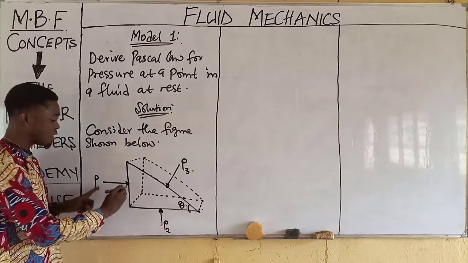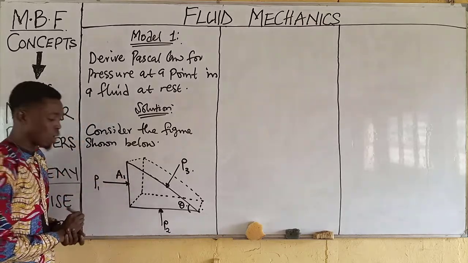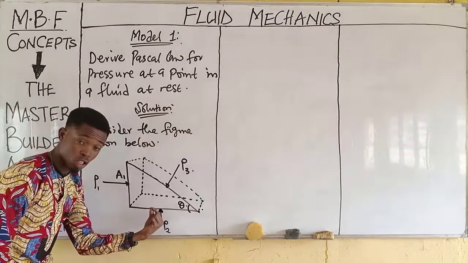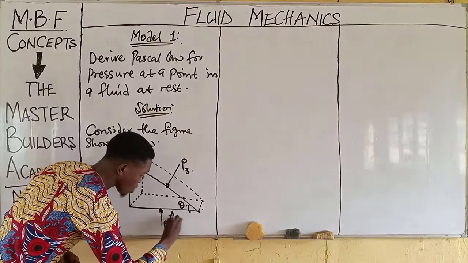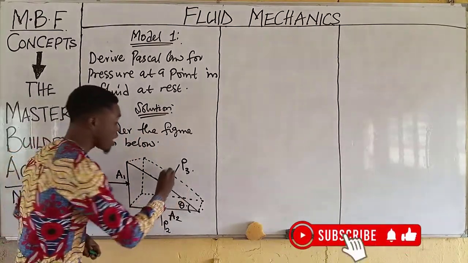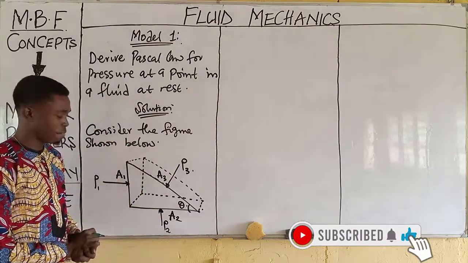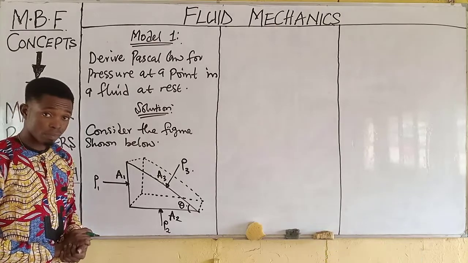So similarly, if this is considered as section 1, I will have this guy to be A1. If this section is considered as section 2, I will consider this guy as A2. And if this end is considered as section 3, I will equally consider the area of this section as area 3. This is the first thing you need to do.